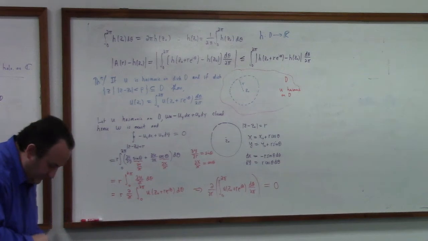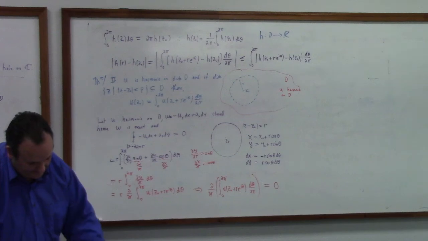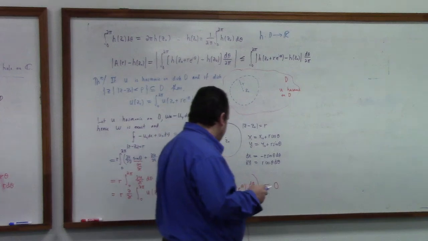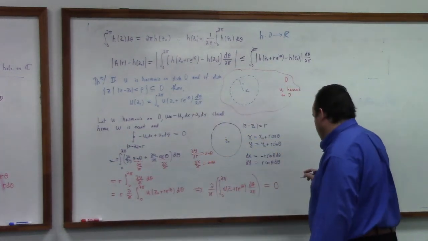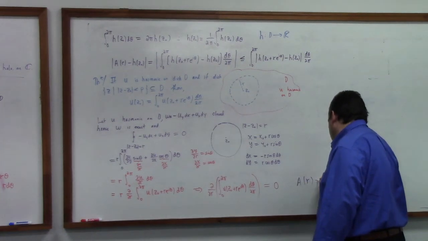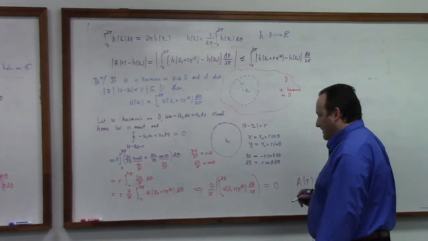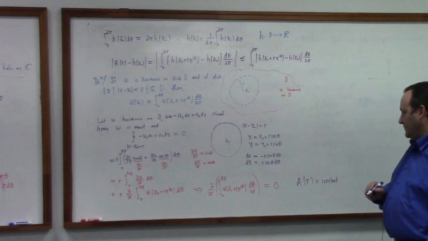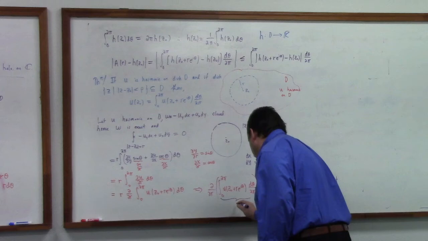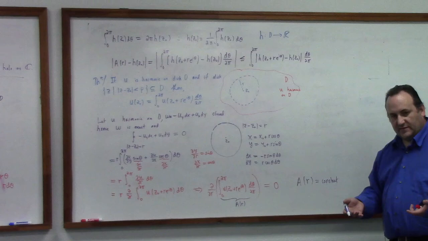Right? What does that say? So this says that A of R is constant. Because this is A of R. We showed that this is A of R, right? So if the partial derivative with respect to R of A of R is 0, it's constant.